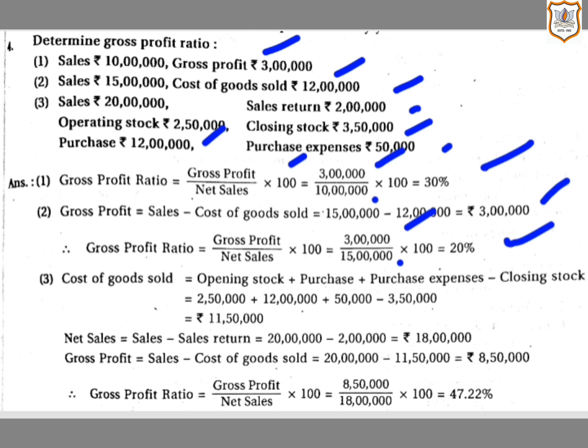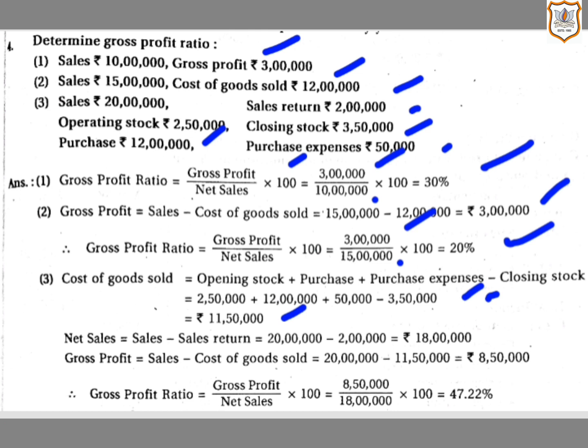So here we need to find out cost of goods sold. Here cost of goods sold is equal to opening stock plus purchase expense minus closing stock. So 2 lakh 50,000 plus 12 lakh plus 50,000 minus 3 lakh 50,000, that comes to 11 lakh 50,000. 11 lakh 50,000 is our cost of goods sold.